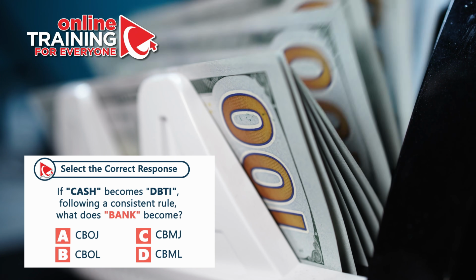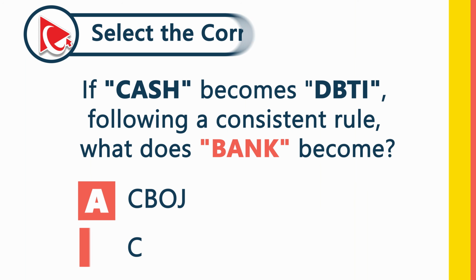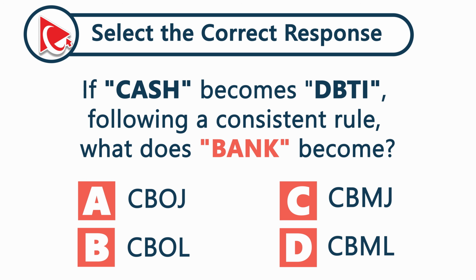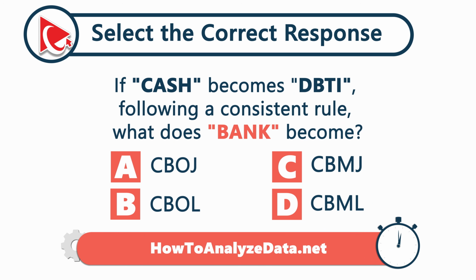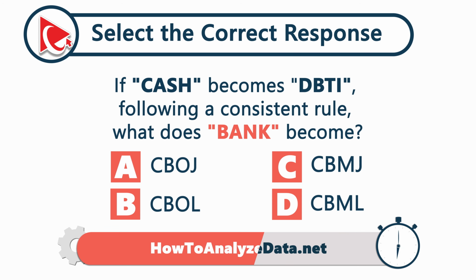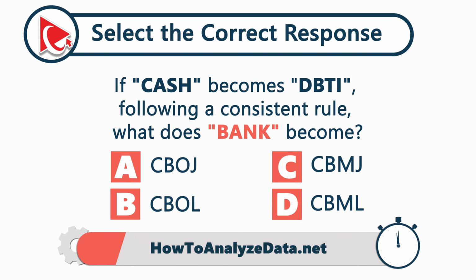What happens when each letter levels up? If the word cash becomes DBTI, following a consistent rule, what does bank become? Did you detect the pattern?